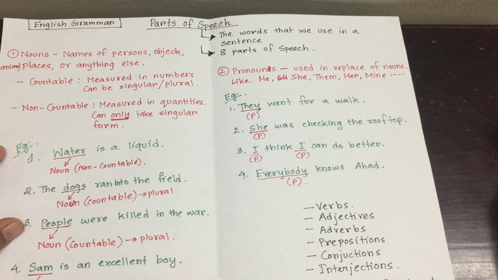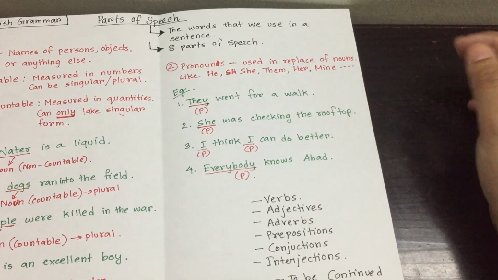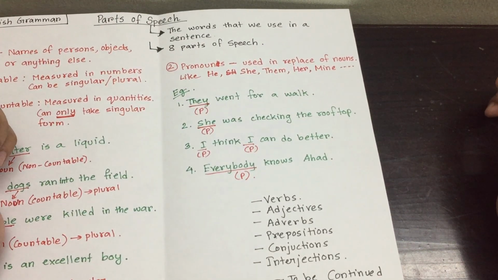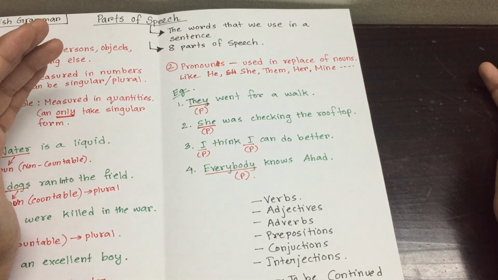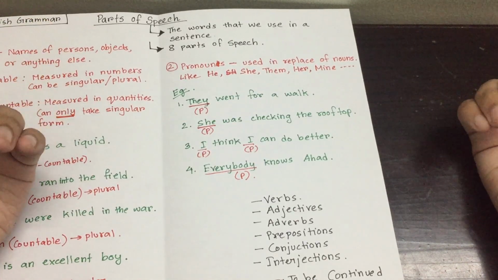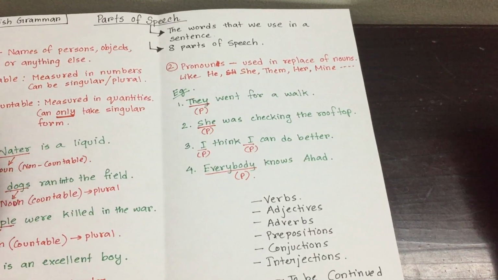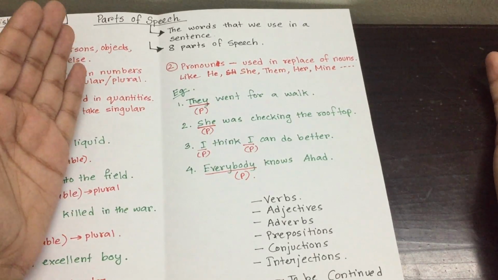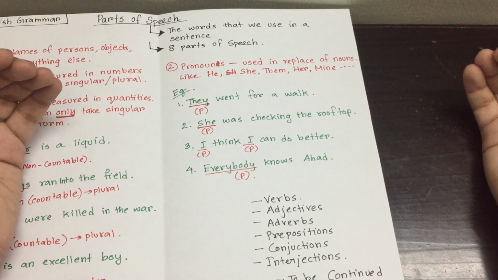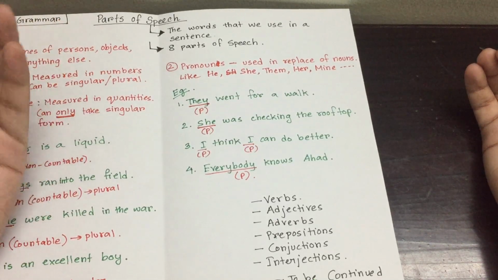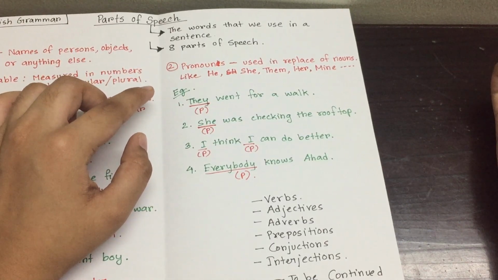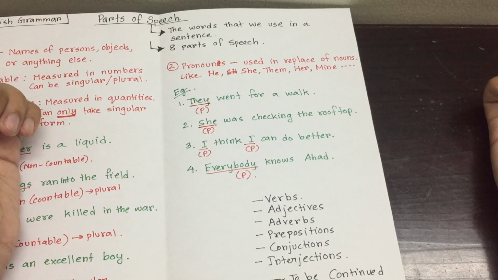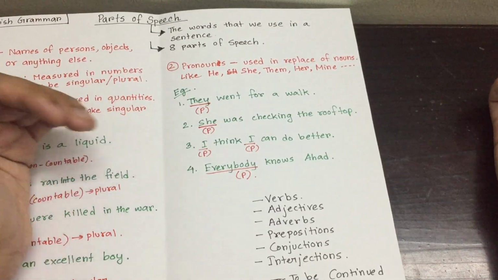Let's move on to pronouns. As you can see here, pronouns are basically used in place of nouns. Rather than saying the person's name again and again, we can use pronouns to represent that particular person or animal or thing that we're talking about. Like we can use he, she, them, her, mine, and a lot more. So here are some examples.